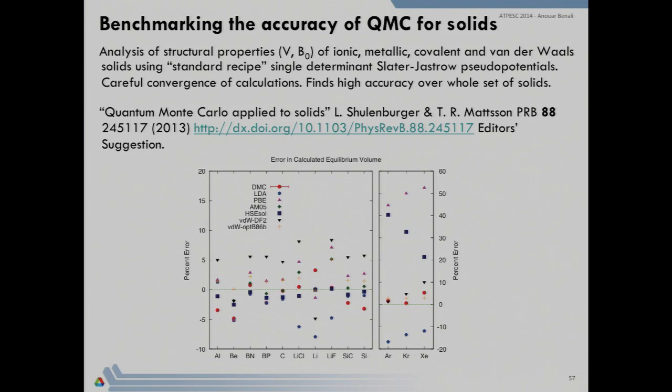We can also compute properties of metallic, covalent and van der Waals solids using a standard recipe. This means that we're doing it with a single Slater determinant. Here, what we have is how good the values are for the energies of all common solids. For example, for aluminum, we can compute cohesive energies, lattice parameters, bulk modulus, all these things, to a very, very good accuracy.